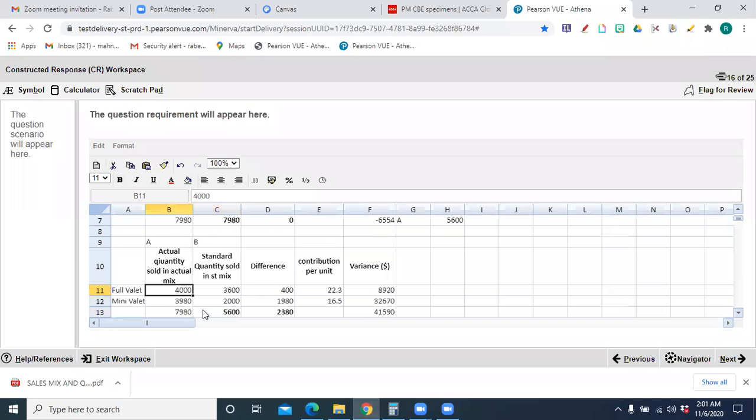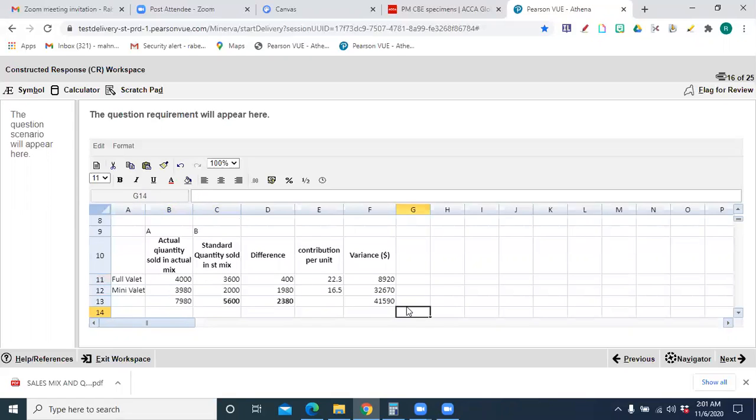So what actually happened here: I was supposed to sell 3600 units for full value, but I actually sold 4000 units. Okay, which is a good thing, which is a favorable thing. But I was supposed to sell 2000 units of mini value, but actually sold 3980. So what would happen? I was supposed to sell 5600 total units for both, okay, but I actually sold 7980.